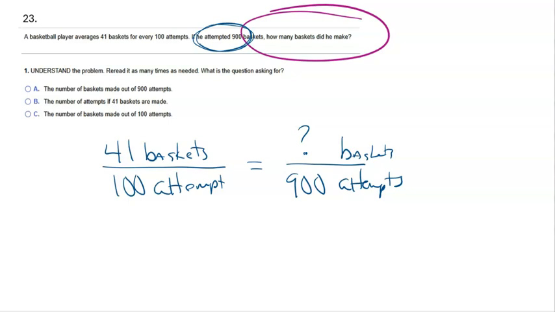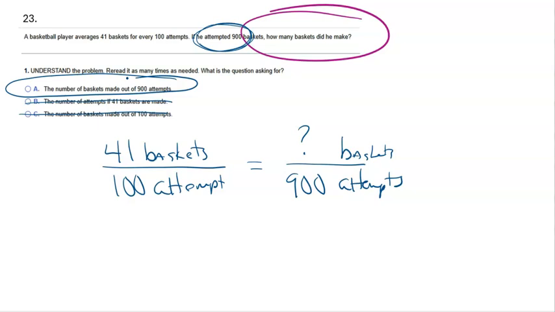So first of all, it's asking me, is it the number of baskets made out of 900 attempts? That's what it looks like, right? The number of baskets made out of 900 attempts. Let's read the others. The number of attempts if 41 baskets were made. Well, no, that was 100 attempts. No, it's not asking for that, right? The number of baskets made out of 100 attempts. No, it's 41. We already know there's 41 baskets out of 100 attempts. So this is definitely our winner right here. Now, it might not ask you anything after that, but if it did, here's what you would have to do.